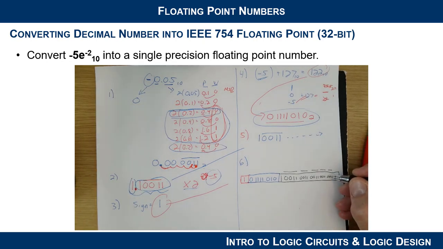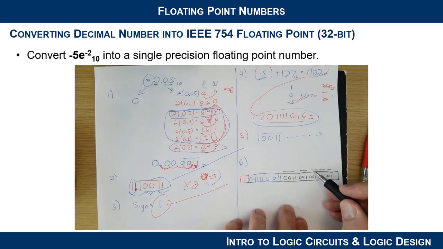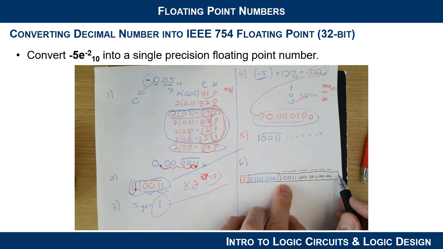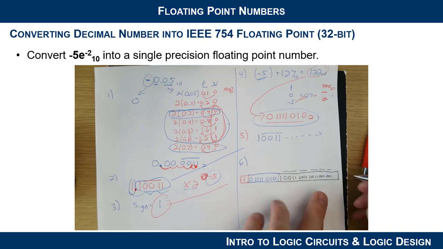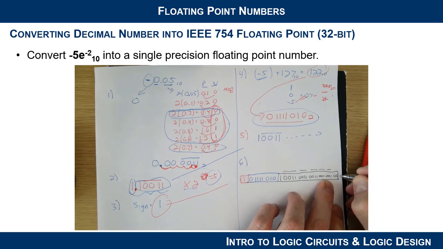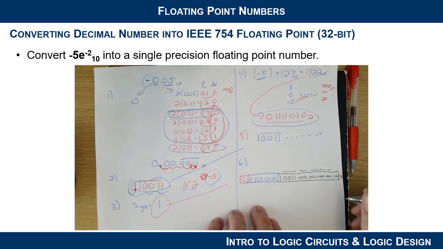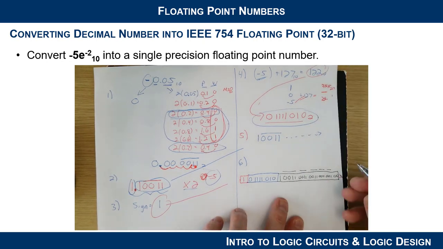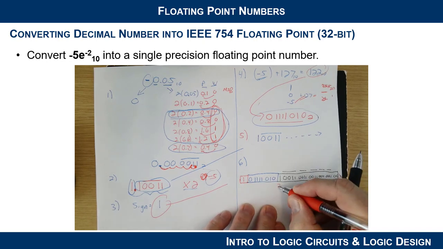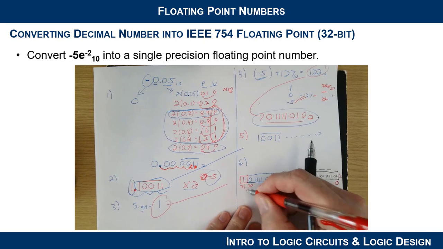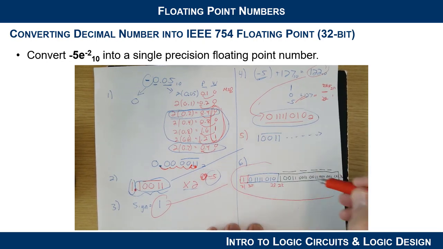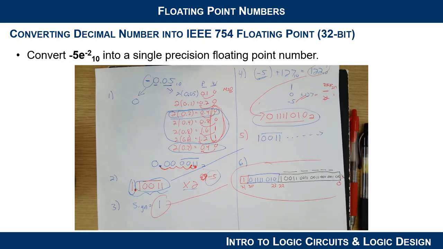We can have the pattern 1, 2, 3, 4, 5 full times, and that's 20. Now we're at 21 bits, so we only have 2 more to go. So we just do 0, 0, and the 1, 1 would have been right there, but we don't get those because we only have 32 bits. So if I go back, this is my number. This is bit position 0, this is bit position 22, this is 23, this is 30, and this is 31. So I've done it. That is now the 32-bit floating point number that I have converted to.